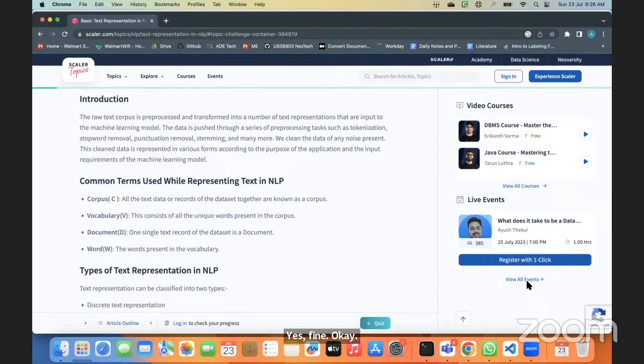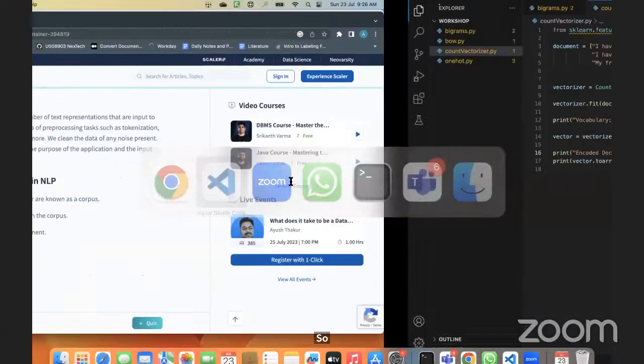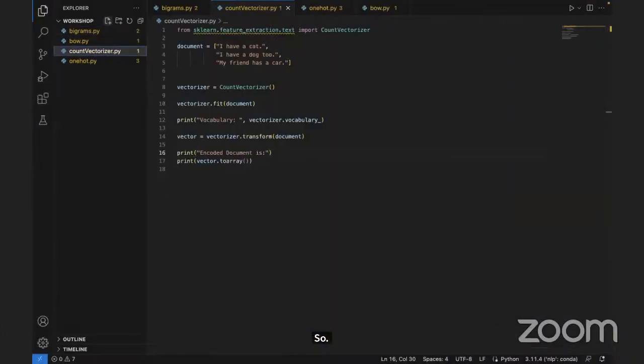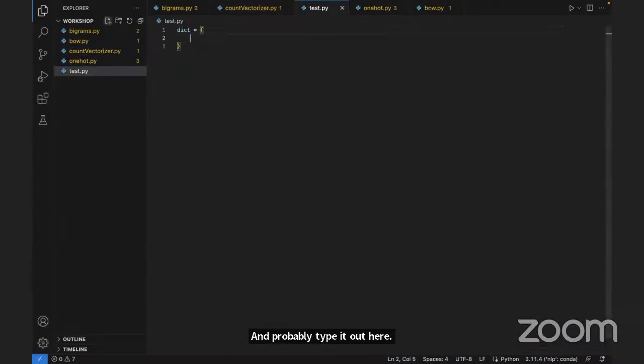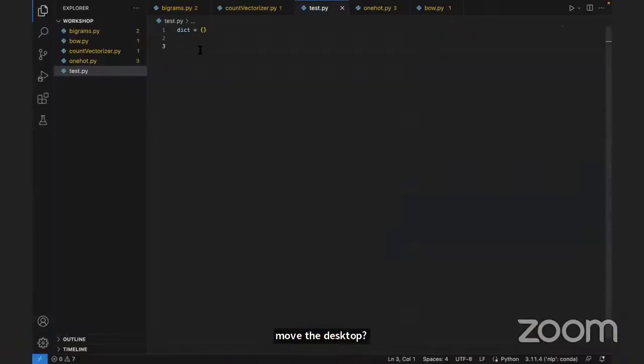So now we can assume that we have a dictionary. I'll probably type it out here. You can see the screen, right? Can you see my VS Code screen if I share it back, if I move the desktop? Yes. Okay, fine. Thank you.